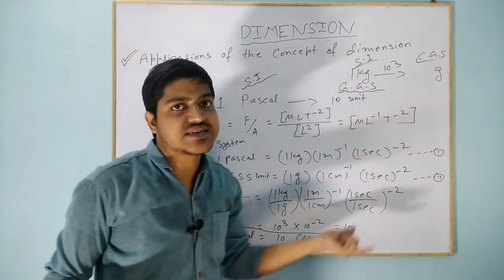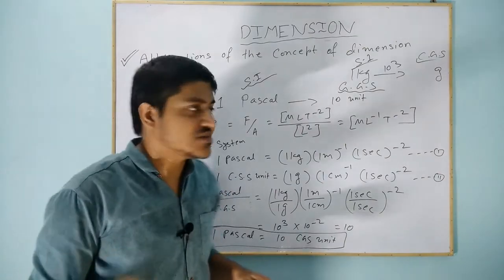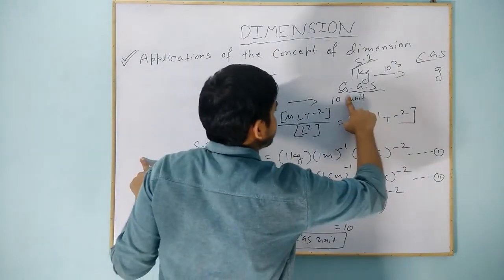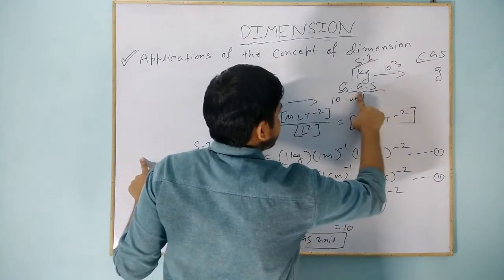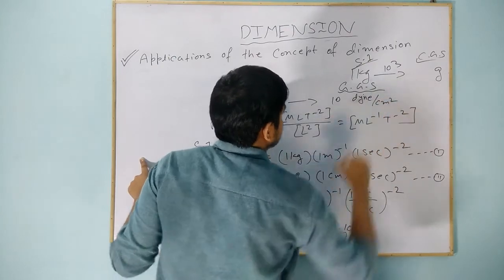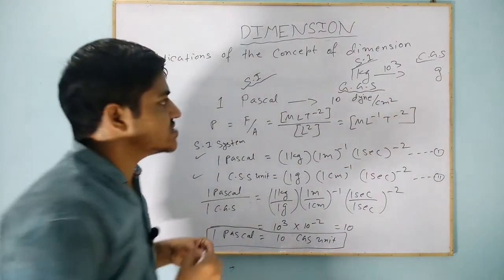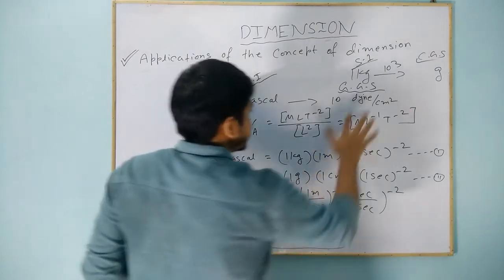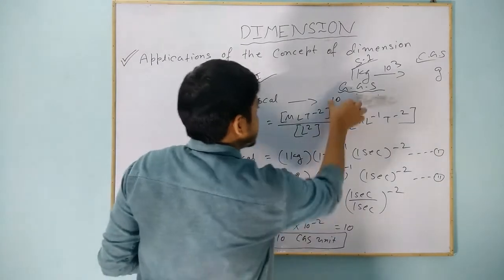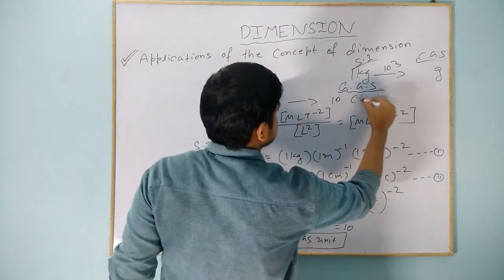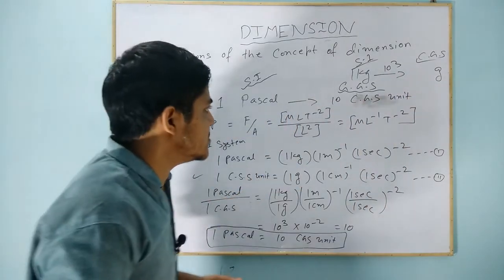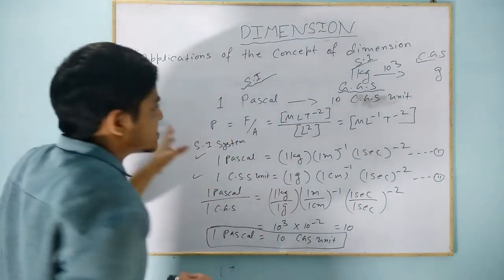And now what this unit is, since I know it, I can tell you. In CGS system, the unit of pressure is dyne per centimeter square. But what we were required to find was just the conversion factor. 1 Pascal is equal to 10 CGS unit. That's what we needed to answer.